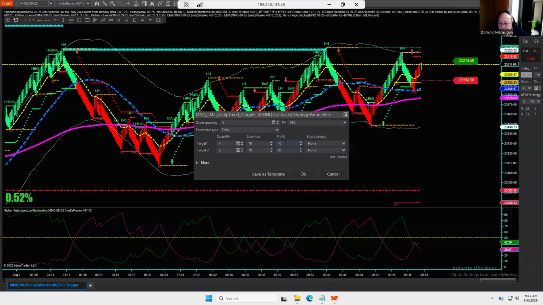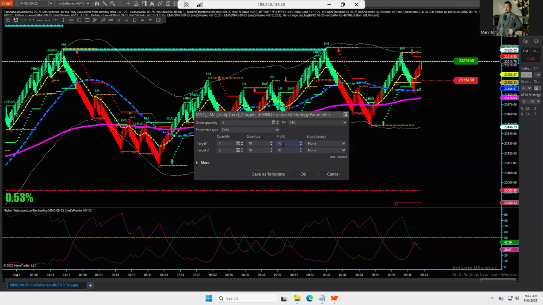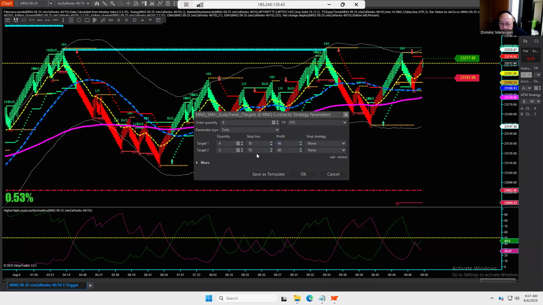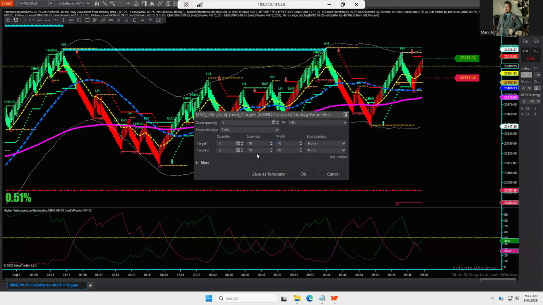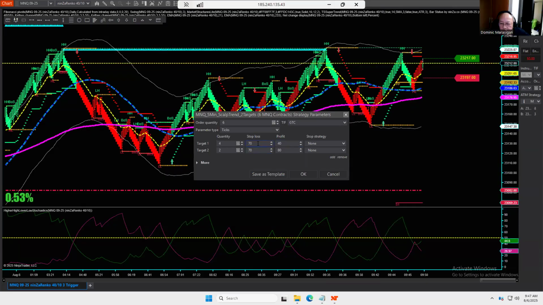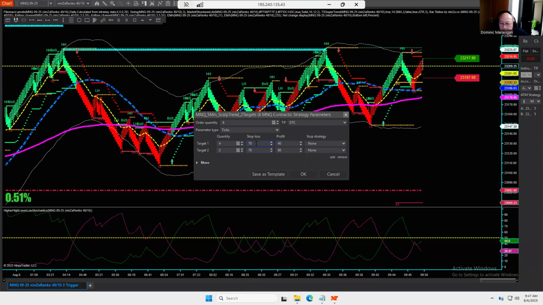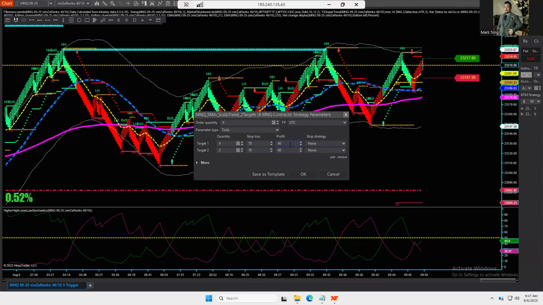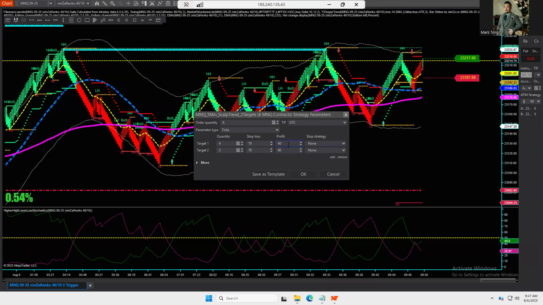So right now I think you have 40. Wait, what do you have? 40, 30? Yeah. Your stop loss is 40, profit is 30. And what's the second target? 40, 60. Target 2 stop loss is 40. Profit for target 2 is 60.